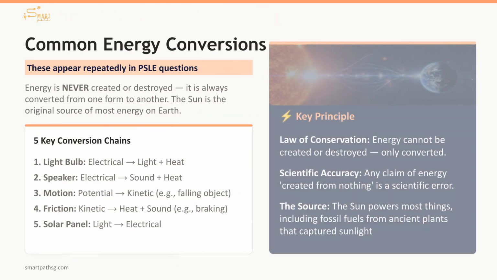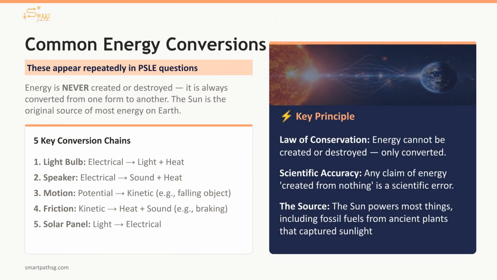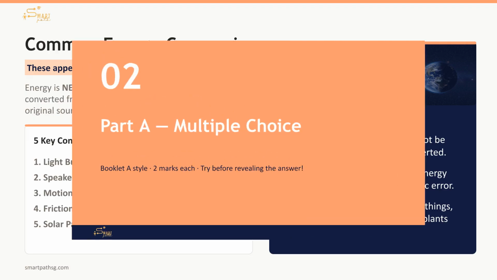Understand and memorize these 5 conversion chains, as they cover most PSLE energy questions. The most important principle is the law of conservation. Energy is never created or destroyed, only converted. This principle is often tested in Booklet B.